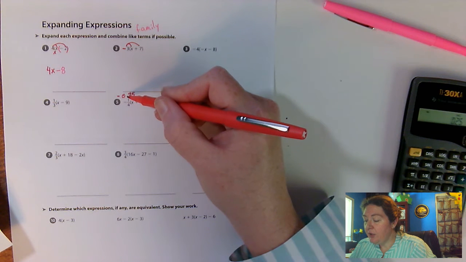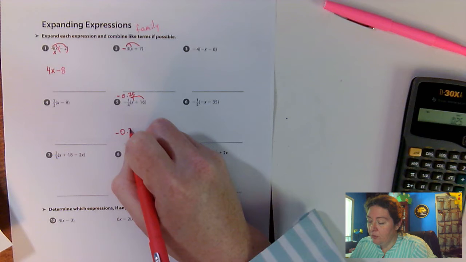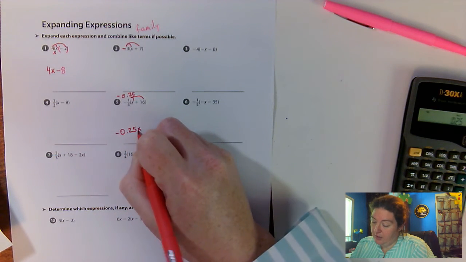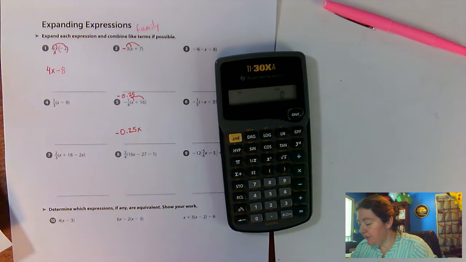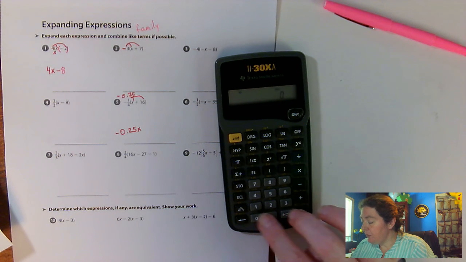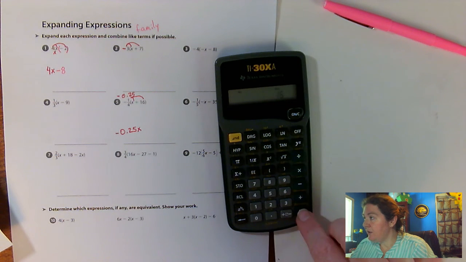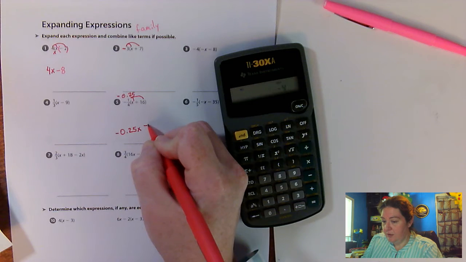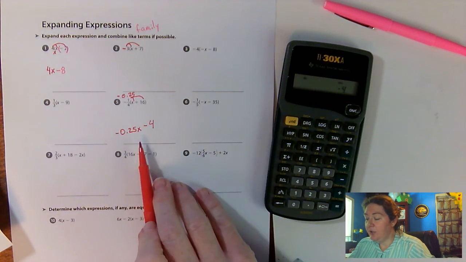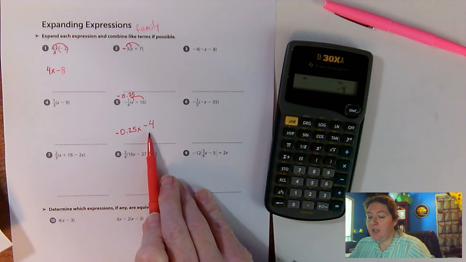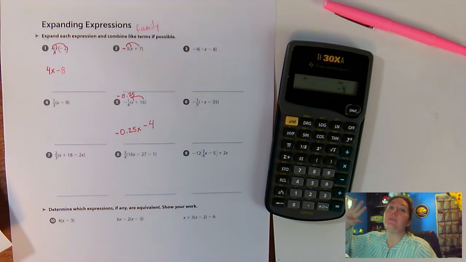So negative 0.25 times x gives me negative 0.25x. And I need to use my calculator on this one. Negative 0.25 times 16 gives me negative 4. Can I put my X family and my plain Jane family together? No, I cannot. Mic drop. I'm done.